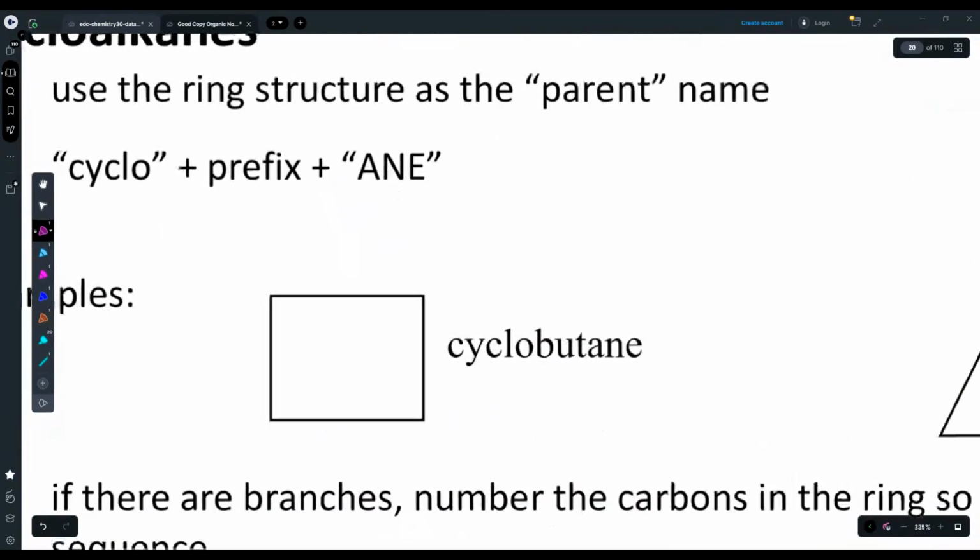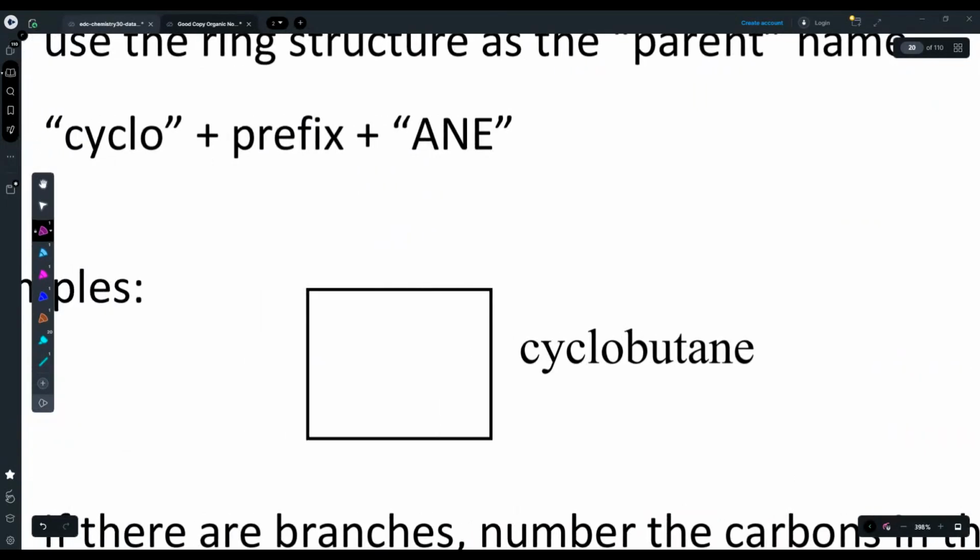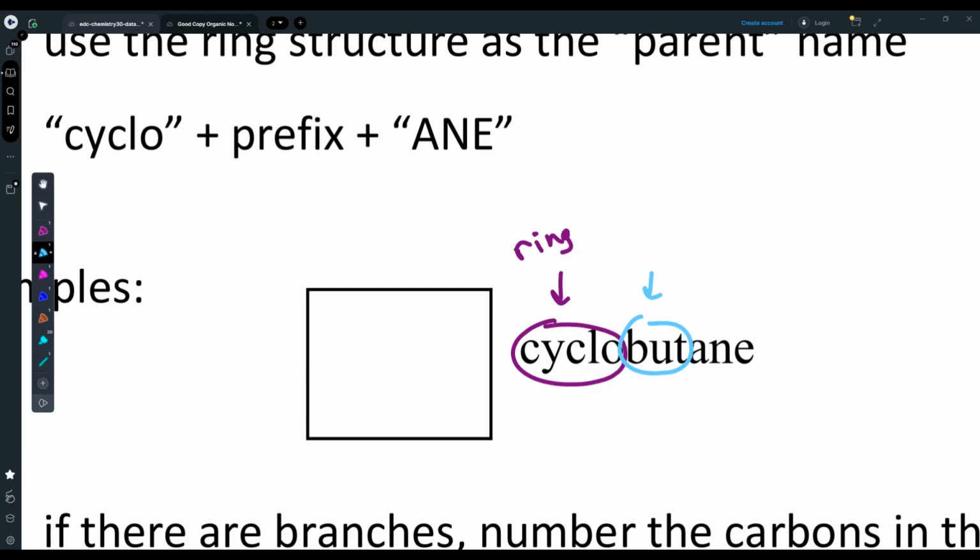So, for example here, we have cyclobutane. The cyclo part is telling you that you have a ring. The bute part is telling you that there's 4 carbons in that ring. And then the ANE ending is telling you that there's only single carbon-to-carbon bonds present.